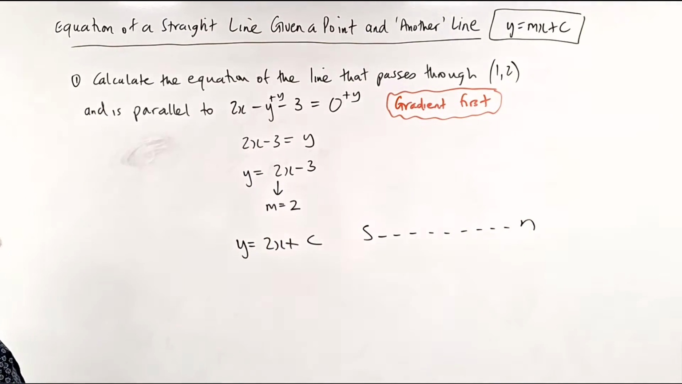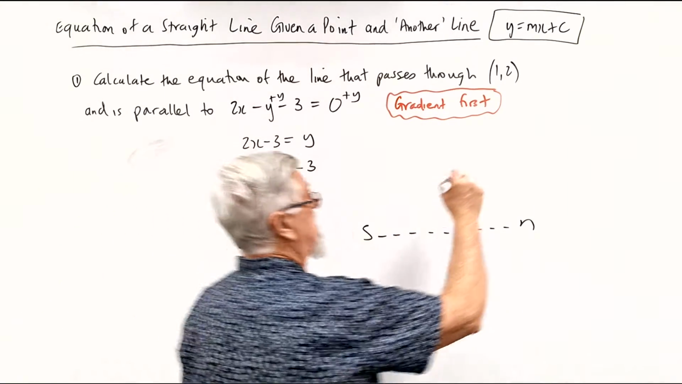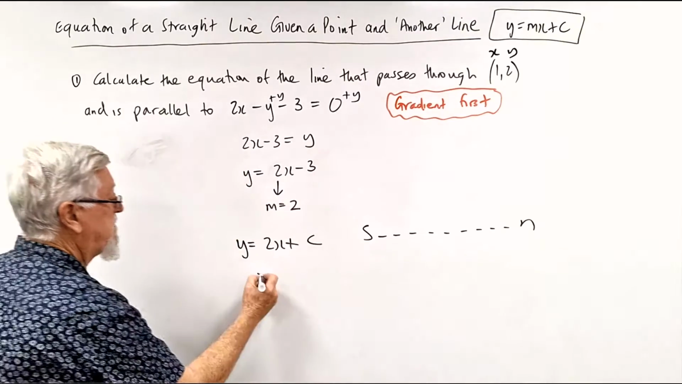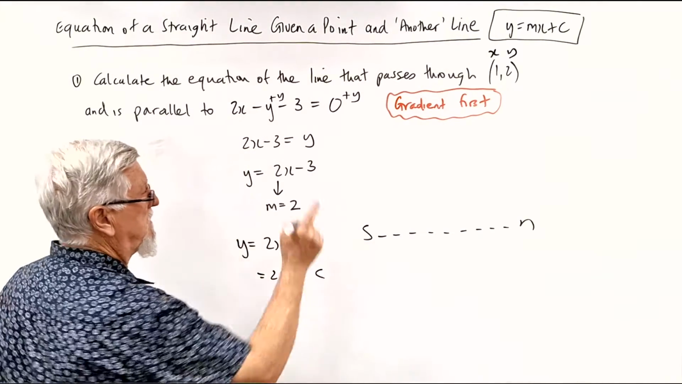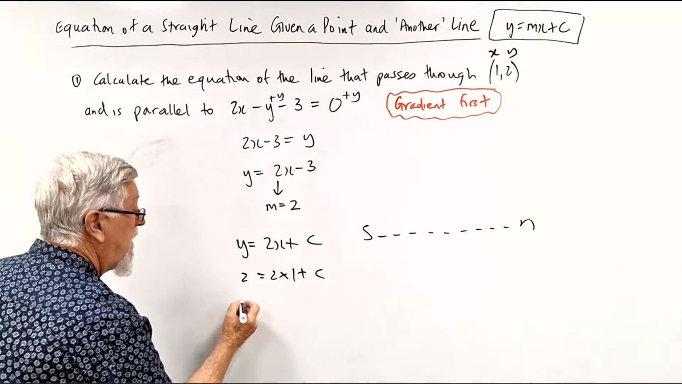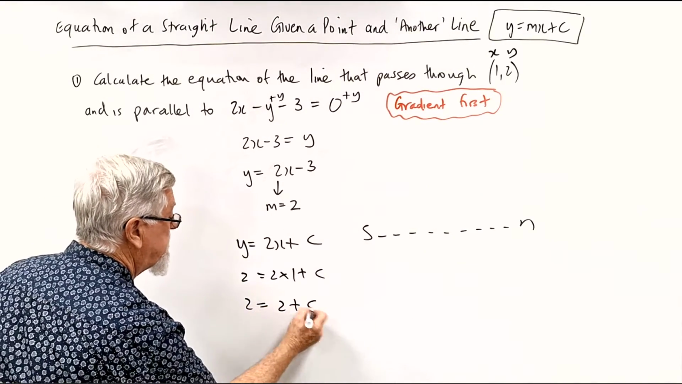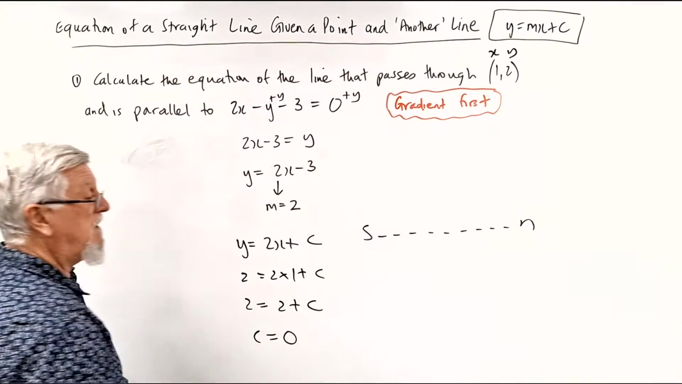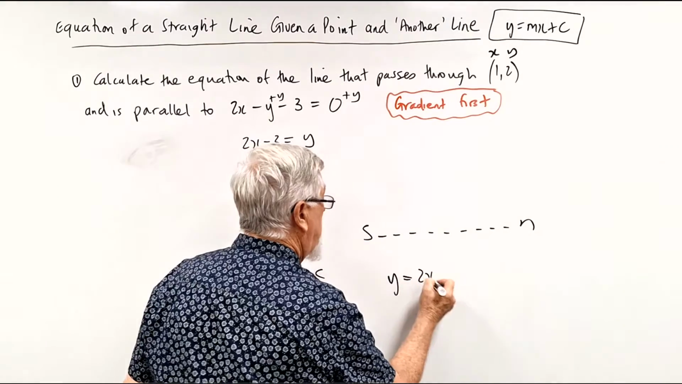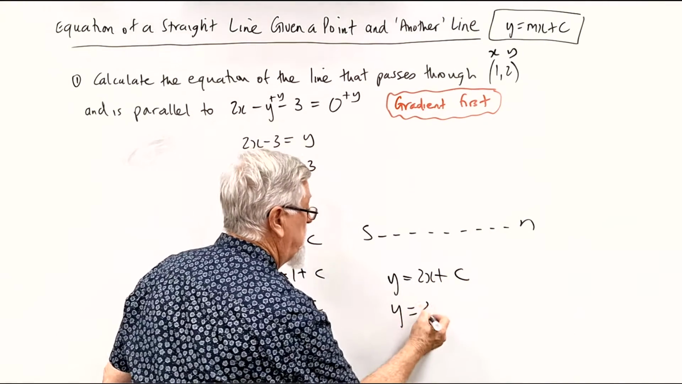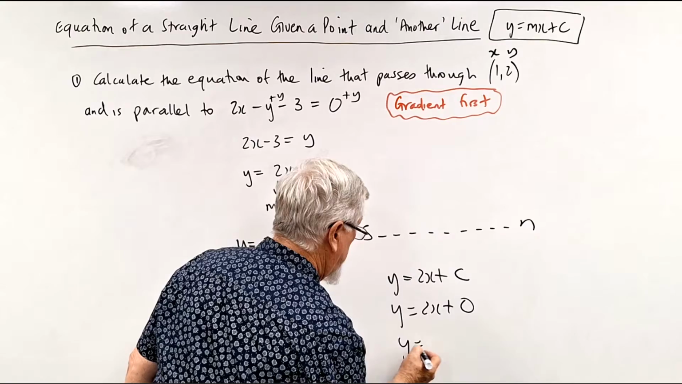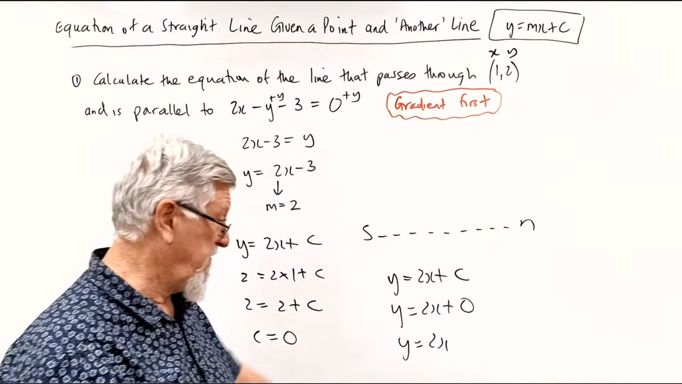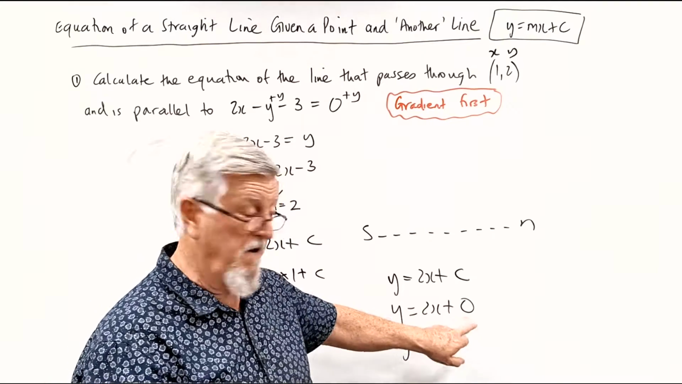What can I substitute? In this case, I've only got one possibility. There's an x value and there's a y value. So instead of the x, I can put the 1, and instead of the y, I can put a 2. And I end up with 2 equals 2 plus c. And the interesting part, which I did on this question, is c equals 0. So when you get your y equals 2x plus c, you end up with y equals 2x plus 0, which is y equals 2x. So you don't have to have everything go through at a numerical value other than the origin, where it goes through at 0, 0.